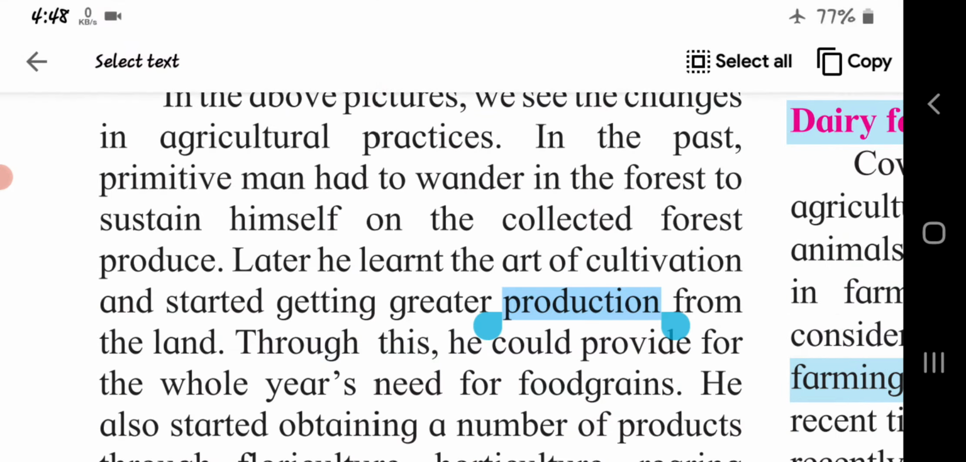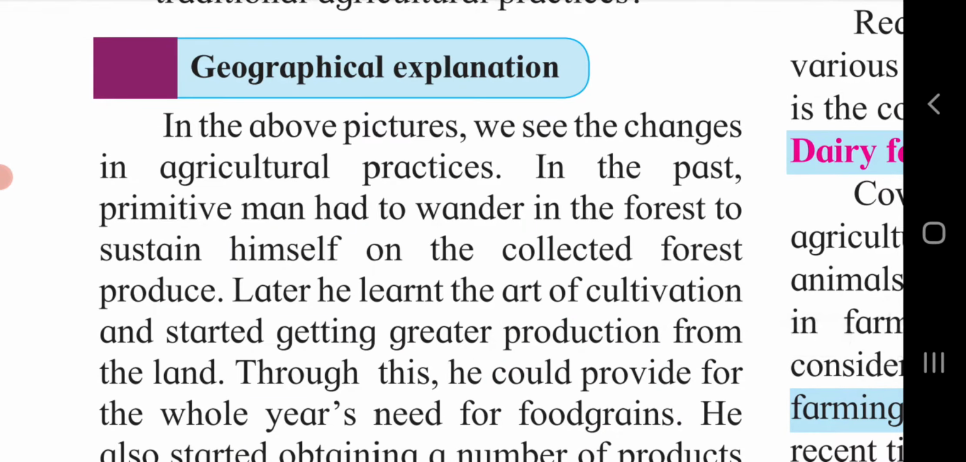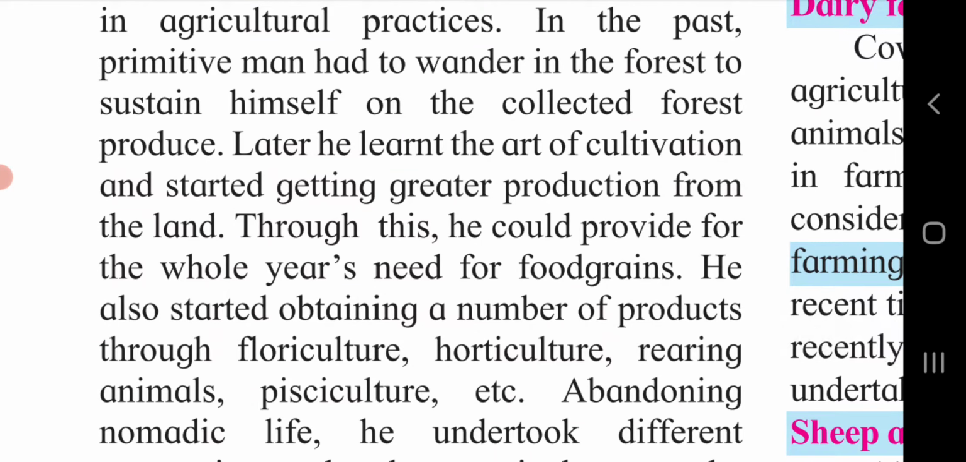In the above picture, we see the changes in agriculture practices. In the past, primitive man had to wander in the forest to sustain himself on the collected forest produce. Later, he learned the art of cultivation and started getting greater production from the land. Through this, he could provide for the whole year's need for food grain.